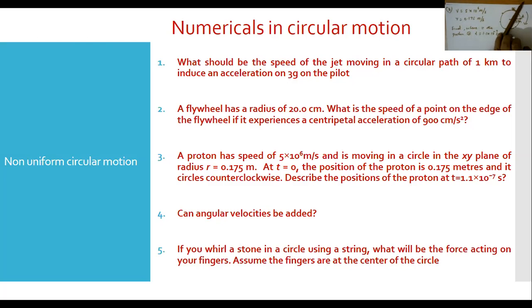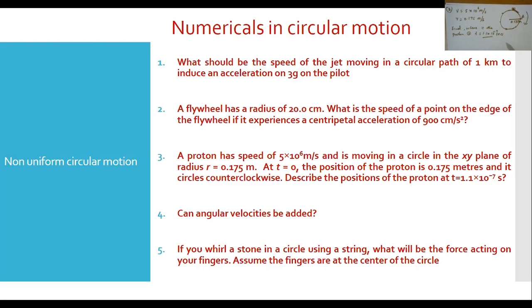The way the clock moves, this one is moving along the clock. But now it is in an anti-clockwise direction, that's what is counterclockwise. Determine the position of the proton at t equal to 1.1 into 10 power minus 7 seconds. Where is the proton at this particular time?